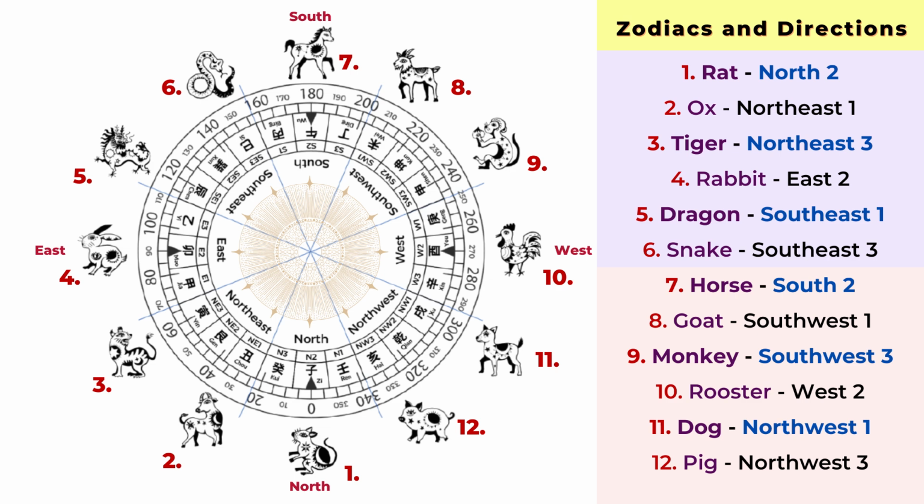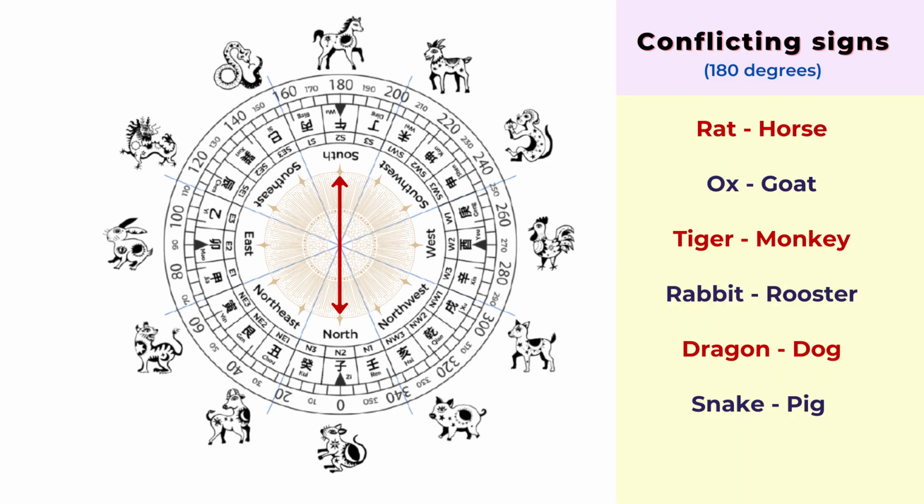So each of the 8 directions is separated into 3 small sections. So east, we have east 1, 2, 3. And southeast, we have southeast 1, 2, 3. And each animal sign is in one of the 3 sections. And the conflicting direction is related to your conflicting animal sign, which is 180 degrees across from your sign. So this is another way to look at the animal signs and the directions.